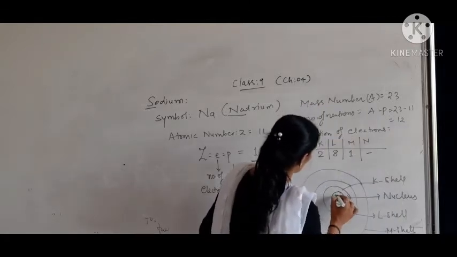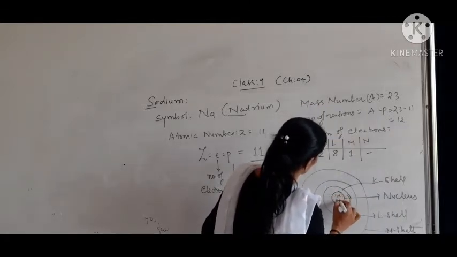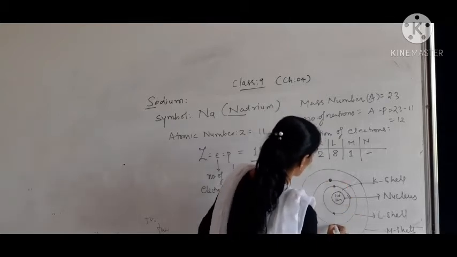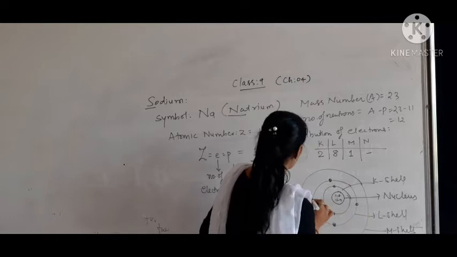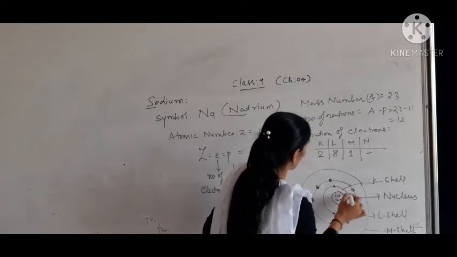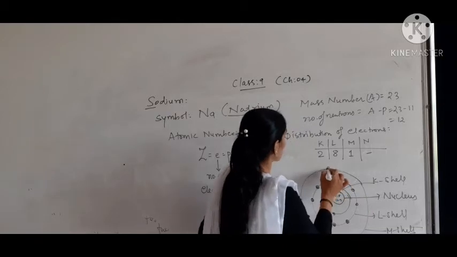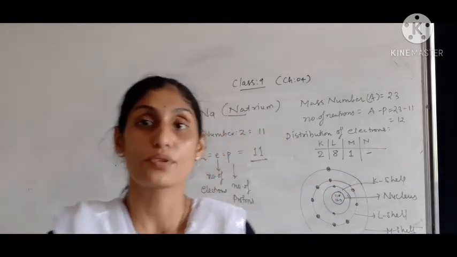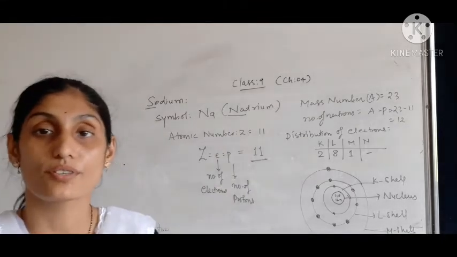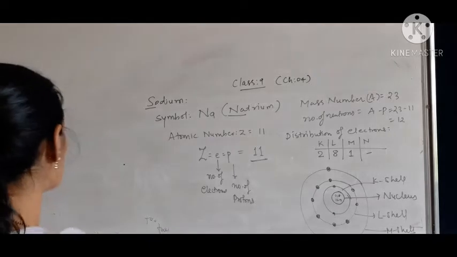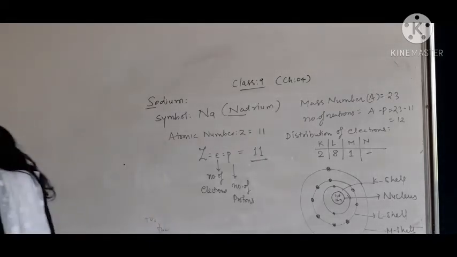So this is the nucleus which contains 11 protons and 12 neutrons. K shell has 2 electrons. L contains 1, 2, 3, 4, 5, 6, 7 and 8, and M has 1 electron. So here is the electronic distribution, the atomic orbital distribution for sodium. Now we move to the next one, after sodium.